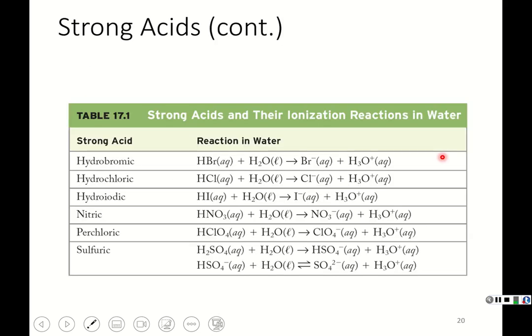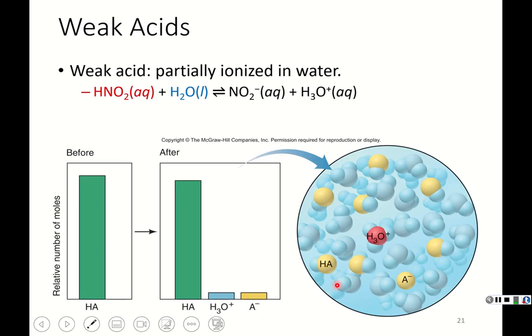One thing I will point out: sulfuric acid has 2 protons on it, so it's diprotic, meaning you can lose 1 proton, and then you would actually lose another proton as well. So there's 2 steps to sulfuric acid. Okay, what about weak acids?